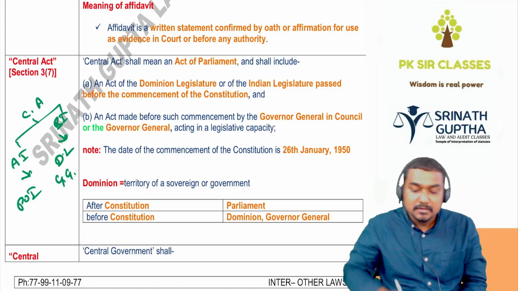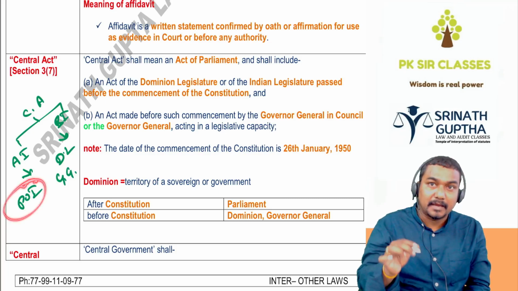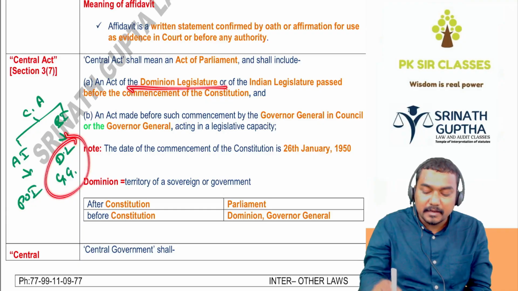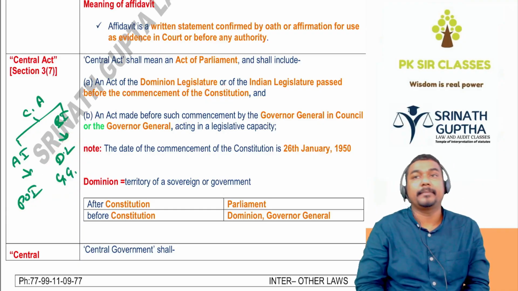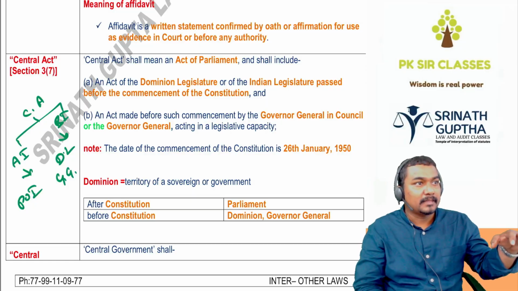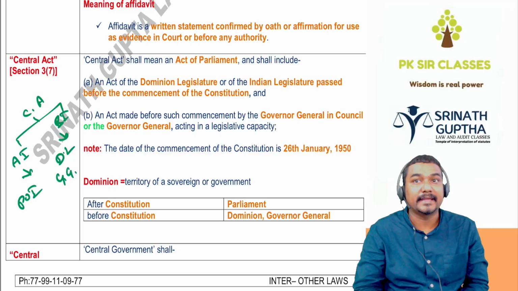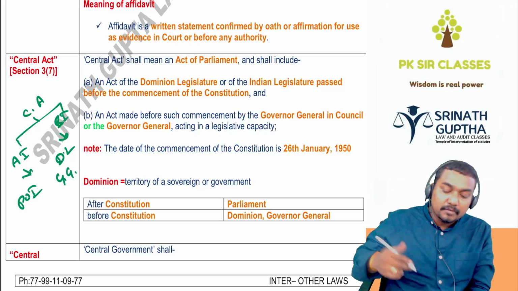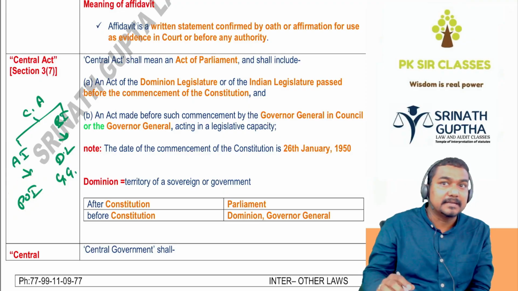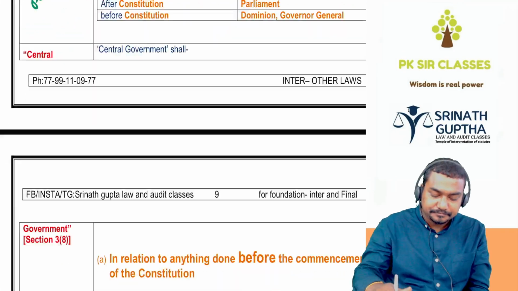Right now, Parliament of India is there. Before independence, in the place of Parliament of India, who is there, beta? Governor General or the Dominion Legislature. Dominion means locality. Right now we are having states, no? Andhra Pradesh, Telangana, like that. Once upon a time we used to have dominions. So Central Act means right now Act passed by Parliament of India. Before independence, Act passed by the Dominion Legislature or the Governor General.